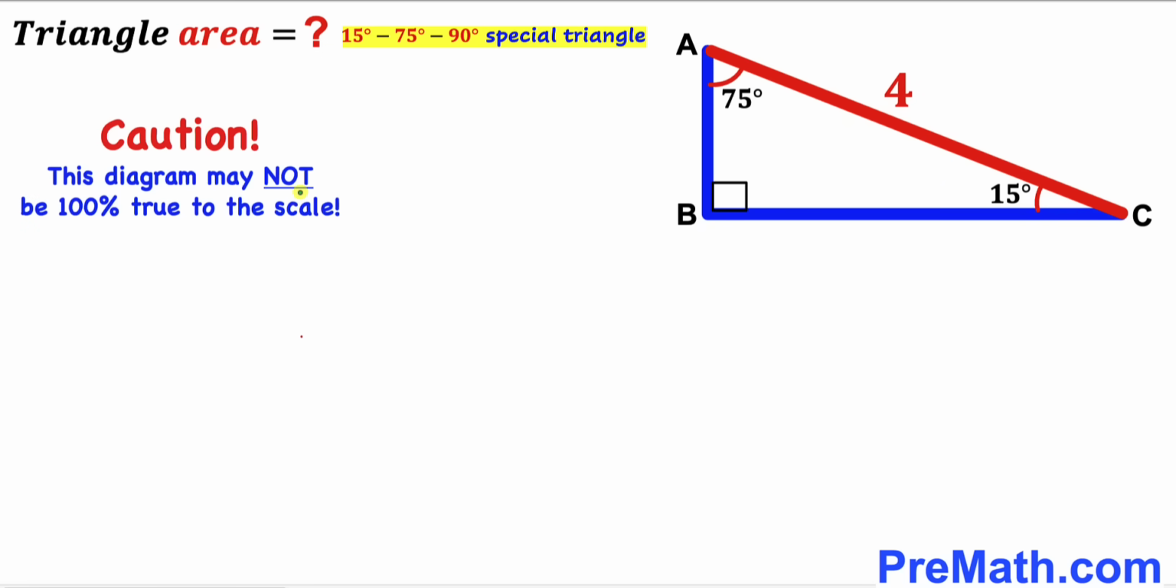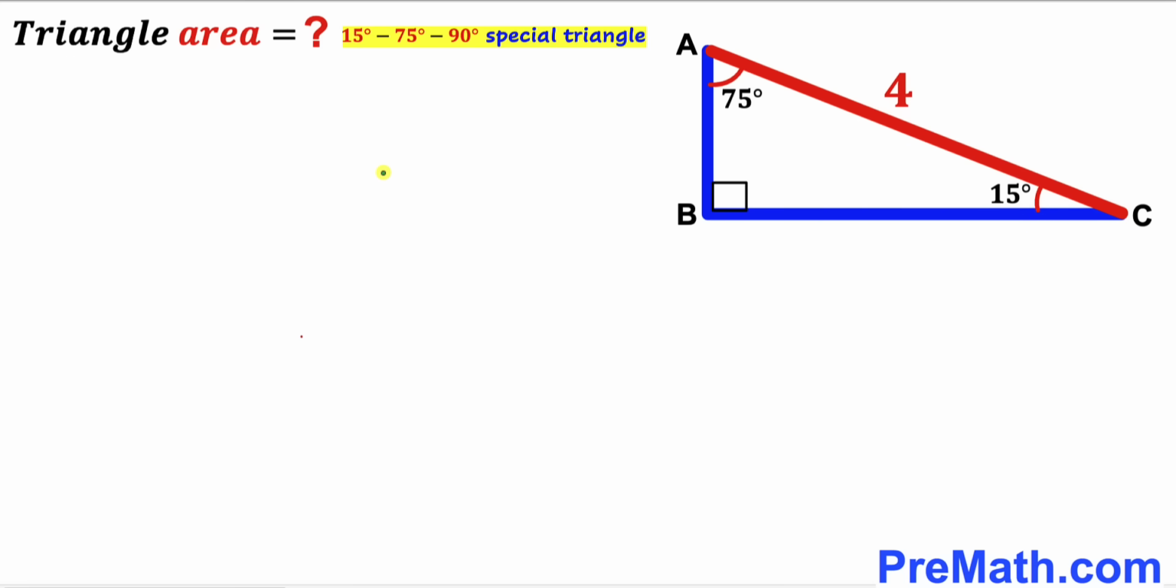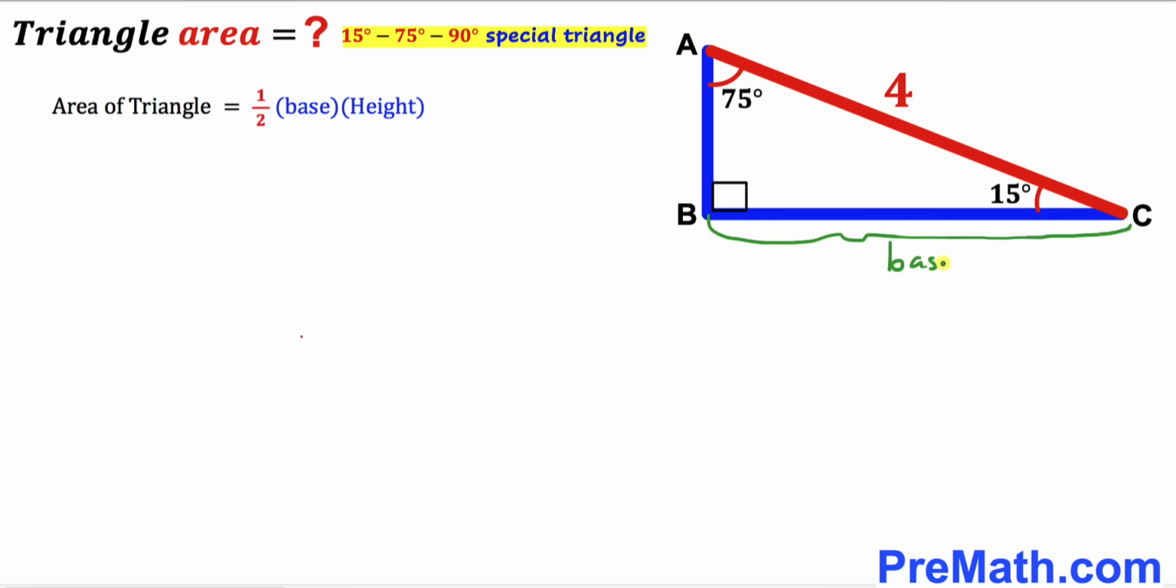Please keep in mind that this figure may not be 100% true to scale. Let's go ahead and get started. Here's our very first step. Since we are interested in calculating the area of triangle ABC, let's recall the area of a triangle formula. Area is always equal to a half times base times the height of the triangle. We can see this is the base, whereas the height is this one. So our task is to find this BC side length and this side length AB as well.